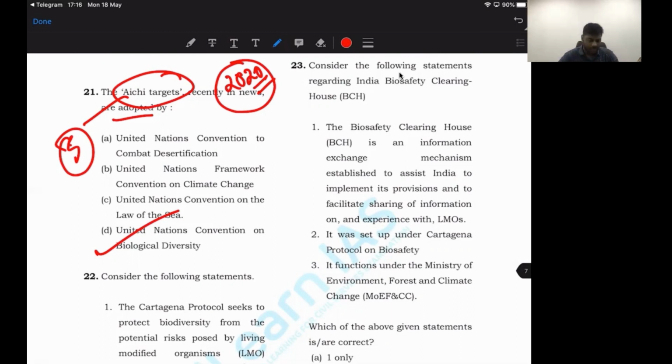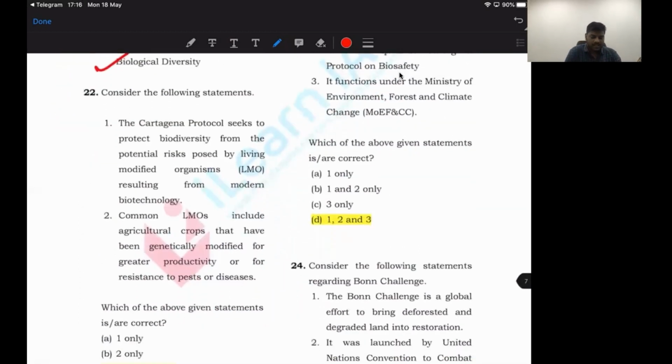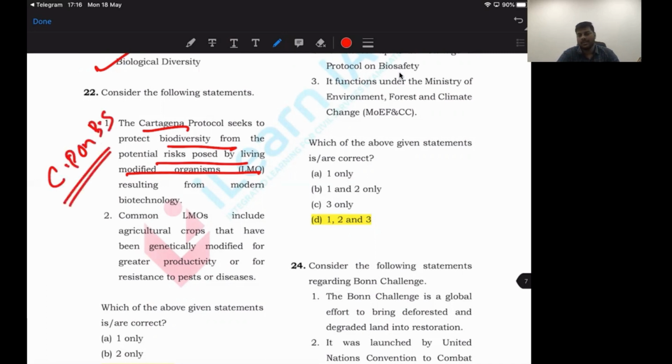Got it. Then going with the 22nd one, Cartagena Protocol, a previous UPSC question. Cartagena Protocol seeks to protect biodiversity from potential risk posed by living modified organisms such as LMOs resulting from modern biotechnology. So Cartagena Protocol, its full name is Cartagena Protocol on Biosafety, to ensure biosafety that result from living modified organisms. So this particular protocol is related to UNCBD. Okay, this was a previous year question. Cartagena Protocol seeks to ensure biosafety of LMOs and its environment. So first statement is correct.